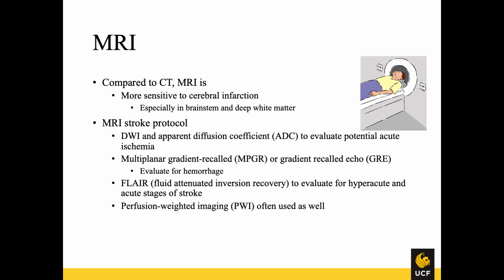MRI compared to the CT, it's more sensitive, especially in the brainstem and the deep white matter areas of the brain. In the MRI stroke protocol, you will see a diffusion coefficient used to evaluate acute ischemia. You can see multiplanar gradient recalled echo, or GRE. Those are used to evaluate for hemorrhagic events. A FLAIR, which evaluates hyperacute and acute stages of stroke, and then perfusion weighted imaging is often used as well.